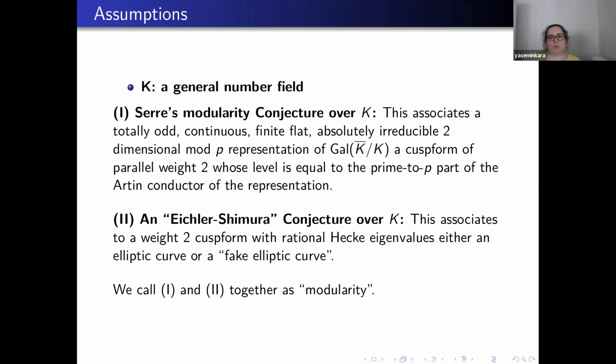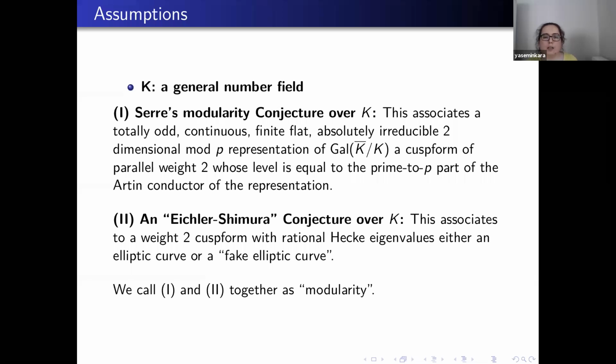And also here they assume what is called Serre's weak modularity conjecture. So this conjecture, again, I didn't write all the details. It associates a totally odd continuous finite flat absolutely irreducible two-dimensional mod P representation of the absolute Galois group of K a cusp form of parallel weight 2 whose level is equal to the prime-to-P part of the Artin conductor of the representation.